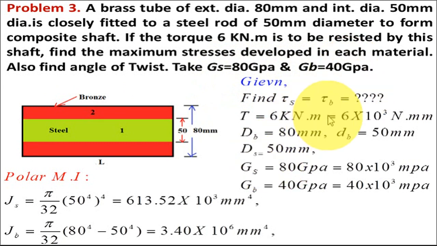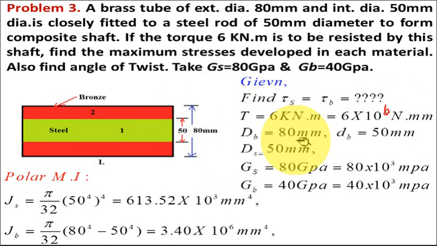Now it is quite different from the previous problem. In the previous problem, shear stresses were given. We calculated torque and then we calculated power transmitted. Now in this case, total torque T is given. 6 kN means 6 into 10 to power 3 Newton mm. Actually it should be 10 to power 6, since it is kilonewton meter, so it should be converted into Newton mm. Here you just make a correction. This must be 6 into 10 to power 6 Newton mm, because it is kilonewton meter.